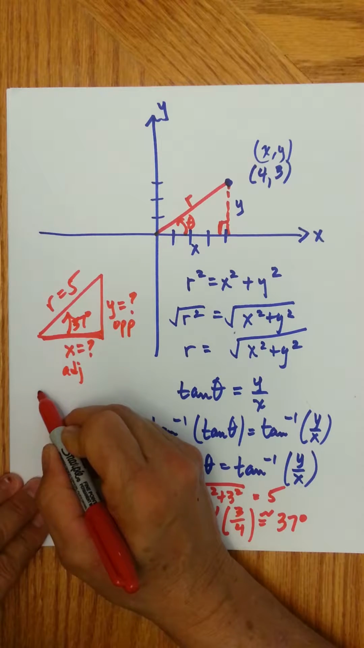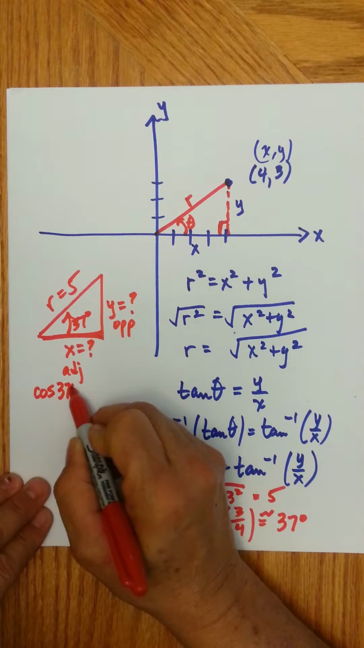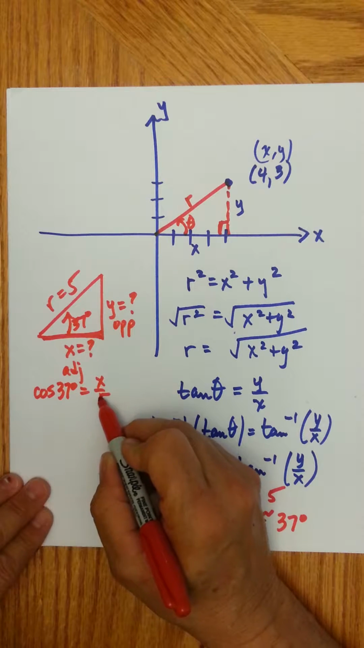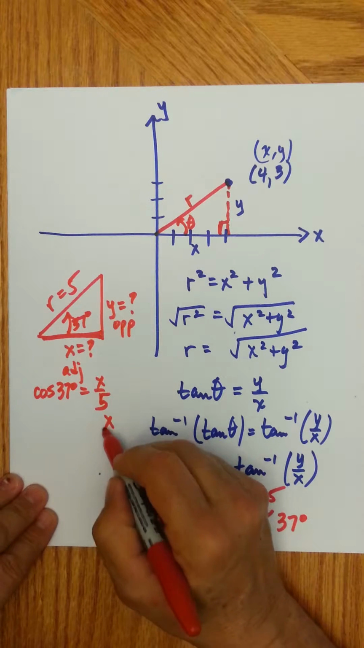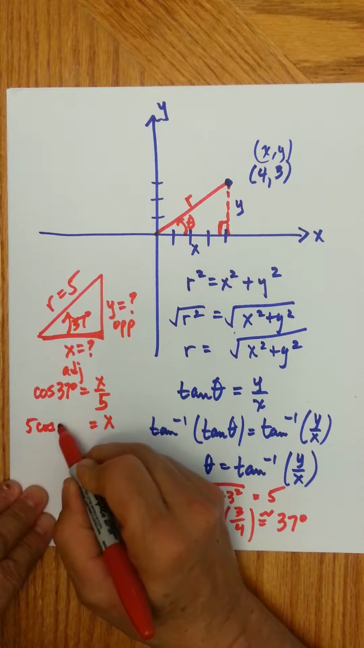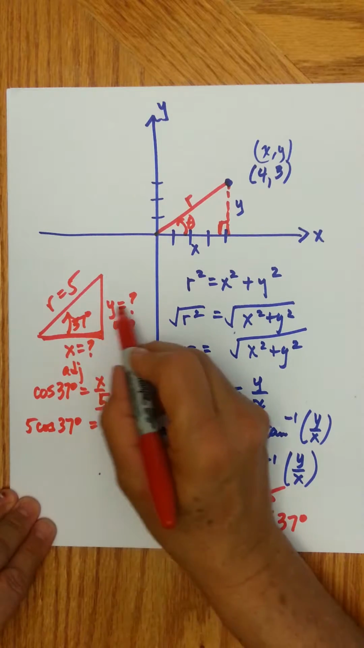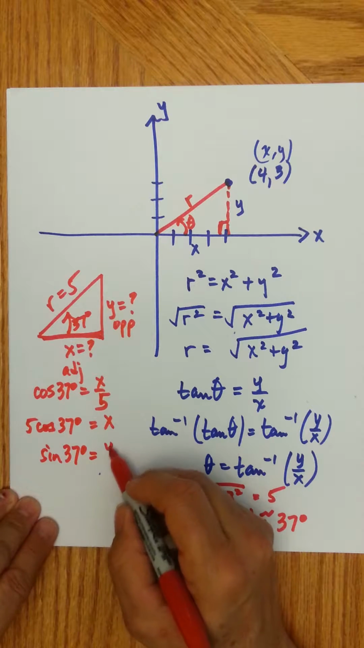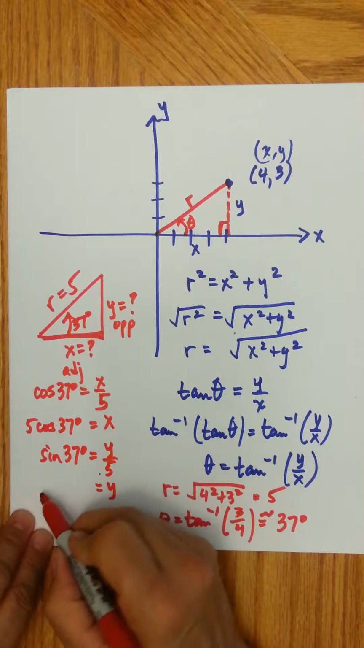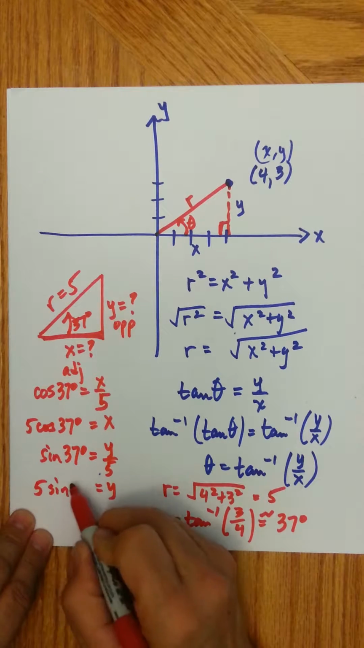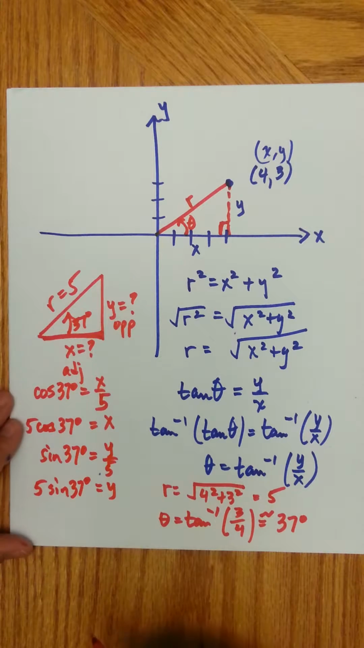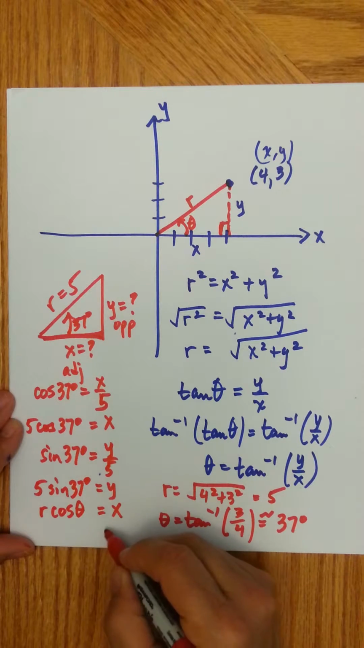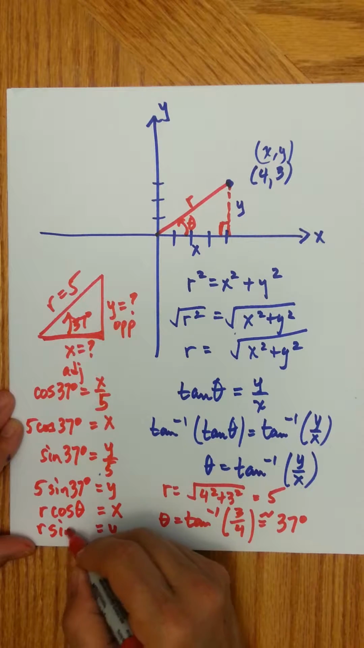But essentially you'd say, well, okay, the cosine of 37 degrees is x over r. In our case, we know r is 5, so let's go ahead and fill that in. So x is 5 cosine 37 degrees. And we could do the same thing for y. We could say sine of 37 degrees is y over 5. So y is 5 sine of 37 degrees. So essentially what we just found was that x is r cosine theta and y is r sine theta.